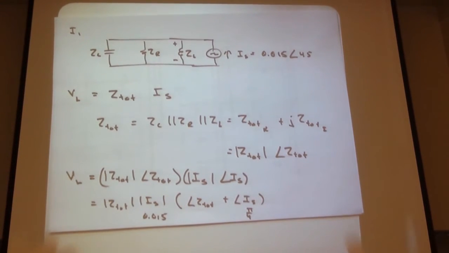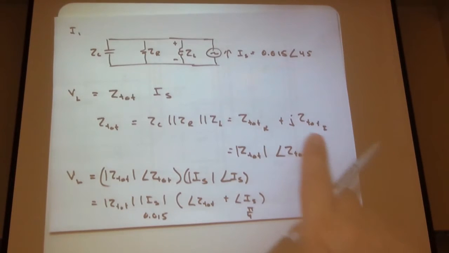And that's it. Does that answer your question, or is there a next step that bothers you? No, it was converting I source. Right now you have Z total equals the three impedances in parallel equals Z total real plus j Z total imaginary. Right.